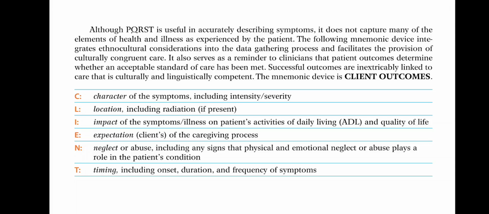C is character of the symptoms, including intensity and severity. L is location, including radiation if present. I is impact of the symptoms or illness on patients' activities of daily living and quality of life. E is expectation of the caregiving process. N is neglect or abuse, including any signs that physical and emotional neglect or abuse plays a role in the patient's condition. T is timing, including onset, duration, and frequency of symptoms.